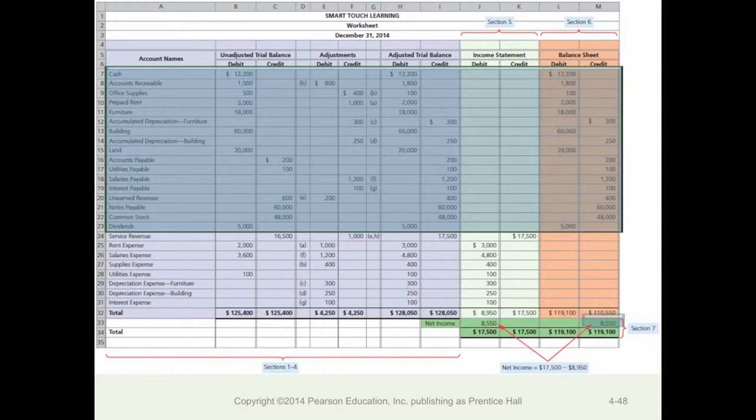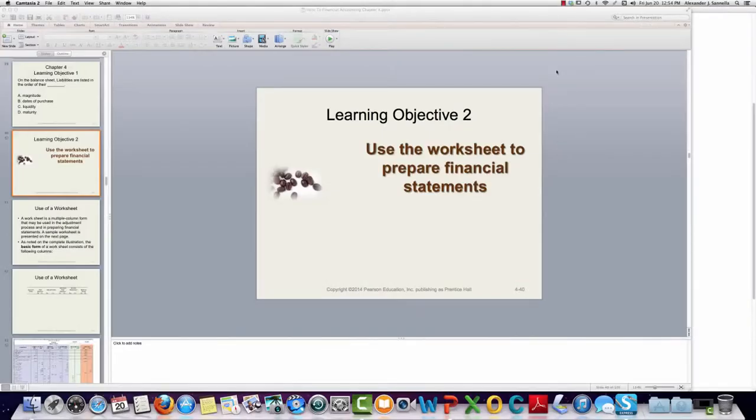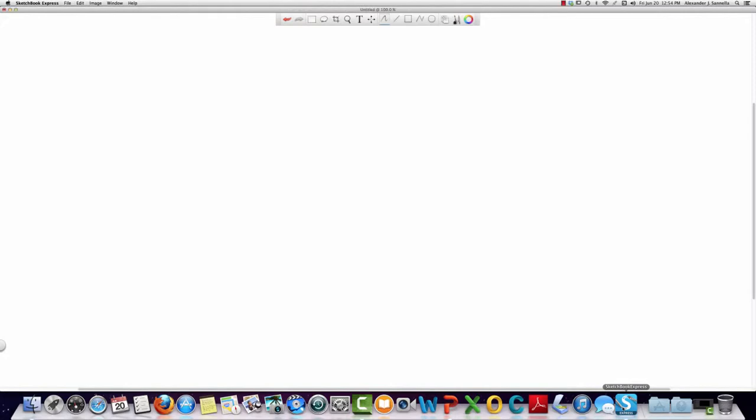There are 3 points that you need to think about as a summary of the worksheet. And let me get to the whiteboard. The first thing is that the worksheet facilitates the preparation of the financial statements because it organizes the account balances, and the statements can be prepared basically before the adjusting entries are made into the system. So it uncovers errors, and again, it helps us in that regard.